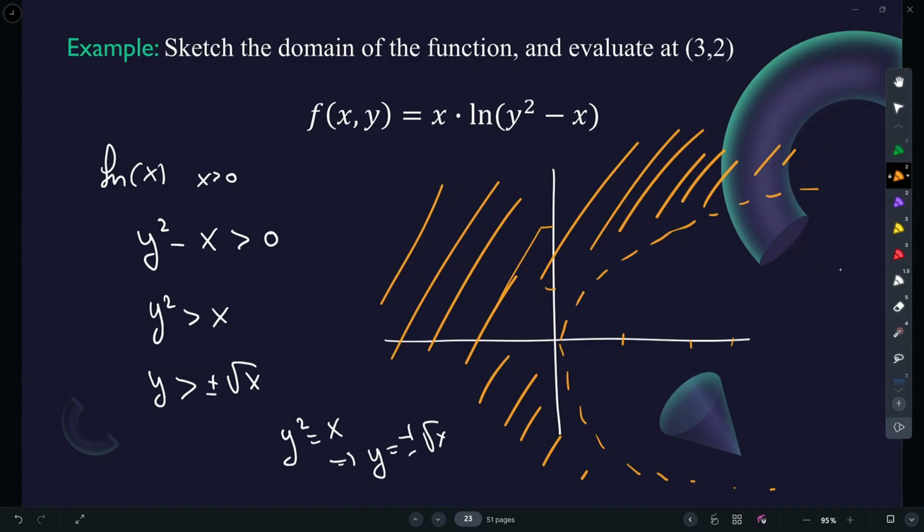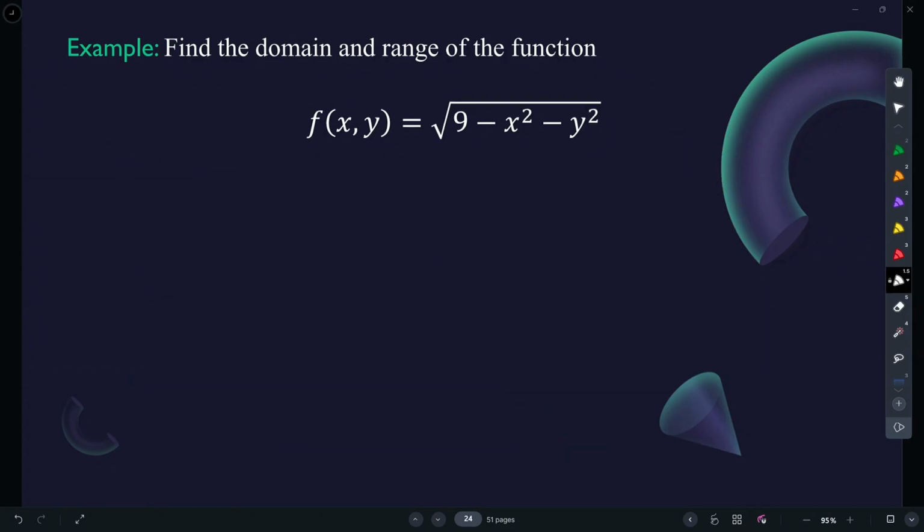So (3, 2) is in the region. I just drew my region pretty badly. (3, 2) is somewhere here, and I can evaluate at that point. The value will be 3 times the logarithm of 4 minus 3, which is 1, and the logarithm of 1 is 0, so the value is 0 at that point.